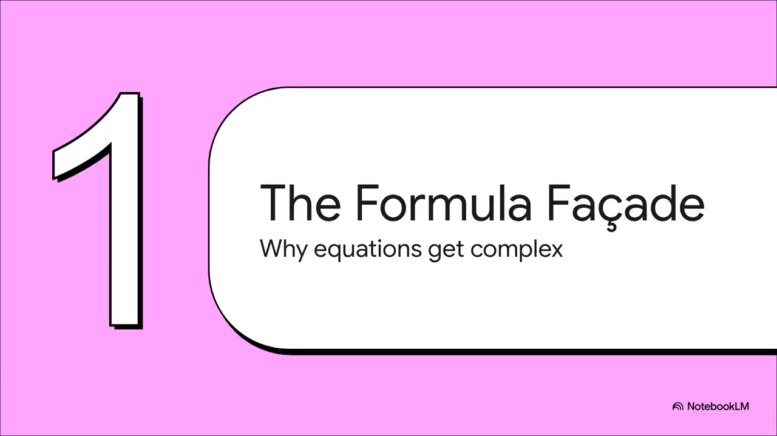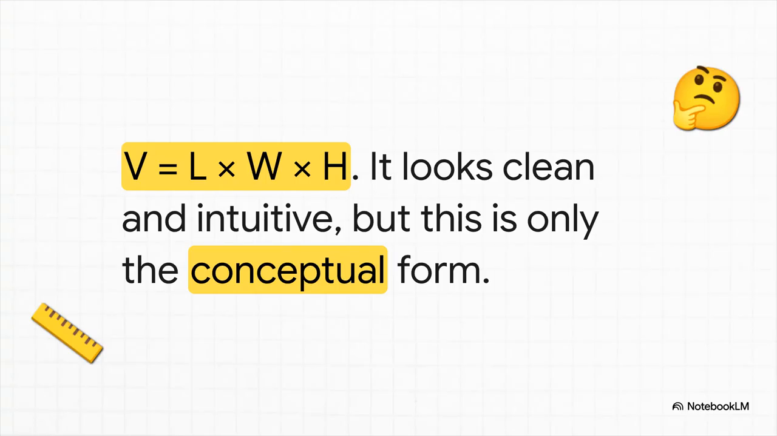So that brings us to our first big idea, what I like to call the formula facade. We're going to peel back that nice, simple-looking layer and see why even the most basic equations get really complicated really fast. Okay, think about the formula for volume. Volume equals length times width times height. It's one of the first things we all learn, right? It's clean, it's simple, it feels like it should just work anywhere, anytime.